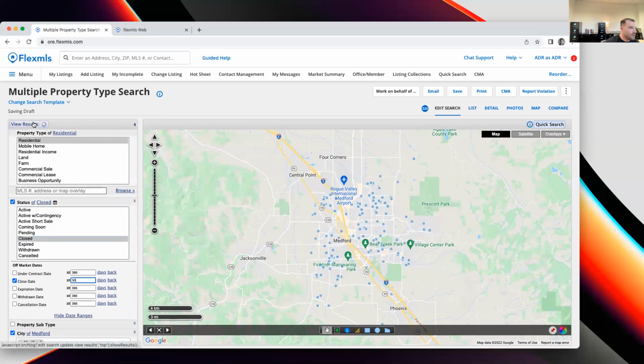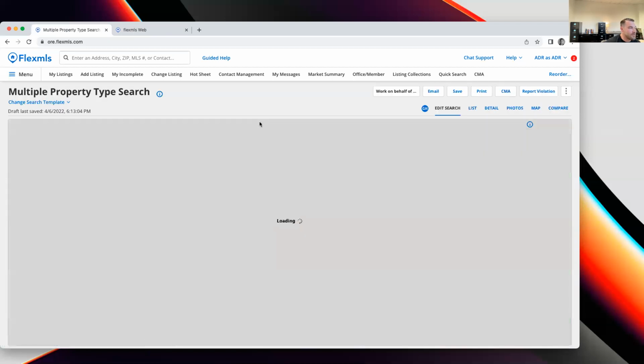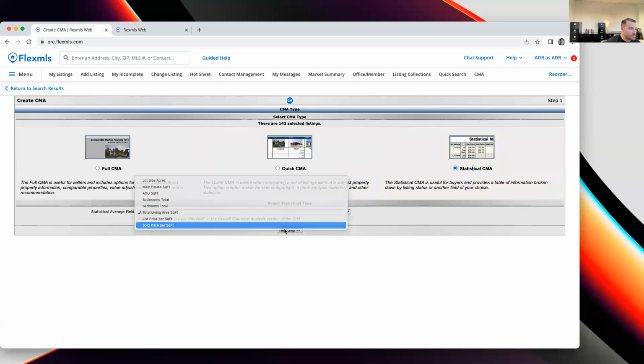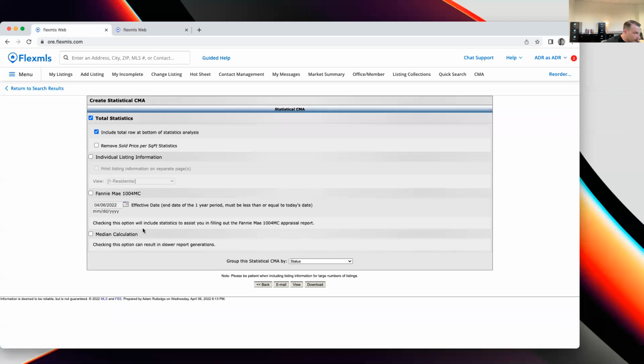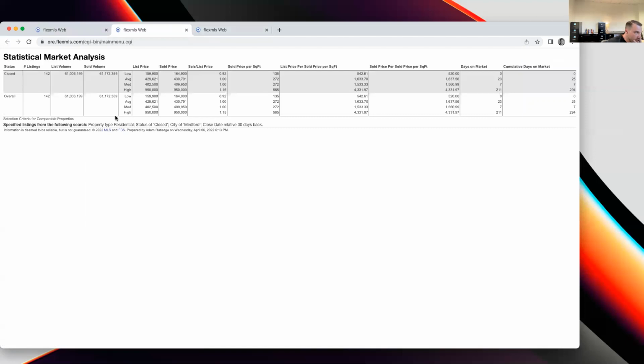Of your sold, you can do a CMA, use all results, statistical, sold price per square foot, median calculation, view. You can also print, download, etc. And this can give you the average, what it listed for, what it sold for, the median, which is the literal middle, the low and the high, sold price per square foot. Don't pay attention to this. I don't understand why they screw that up every time. Average days on market. That's going to give you, right?